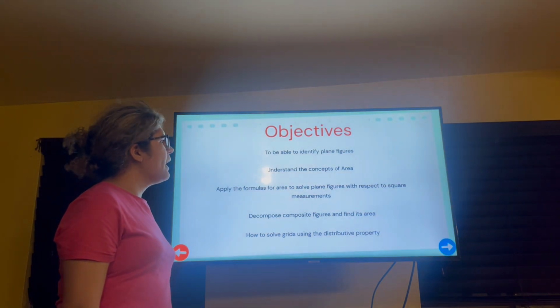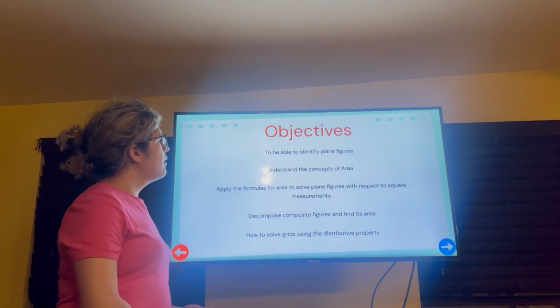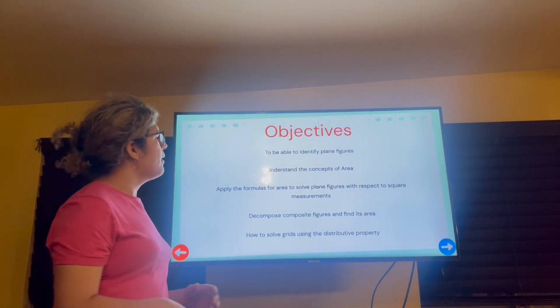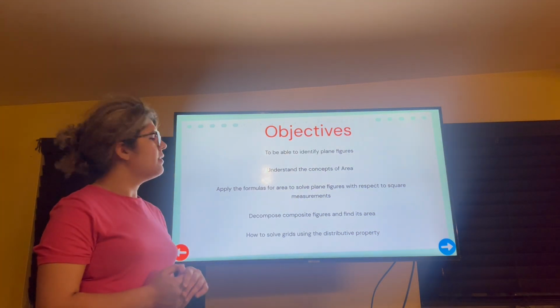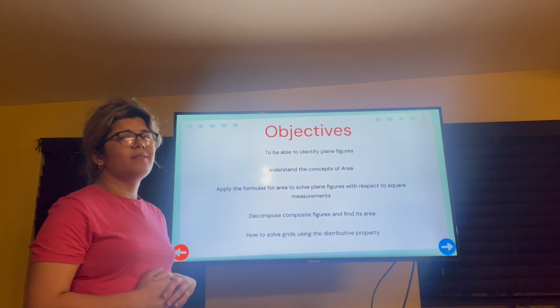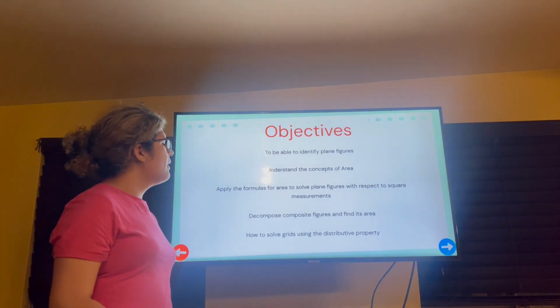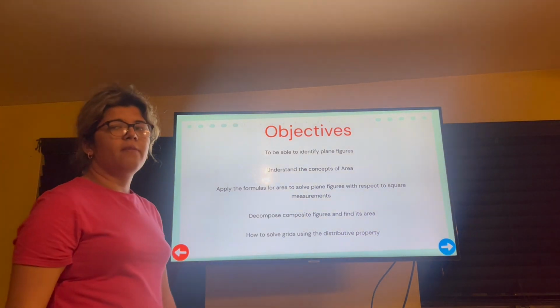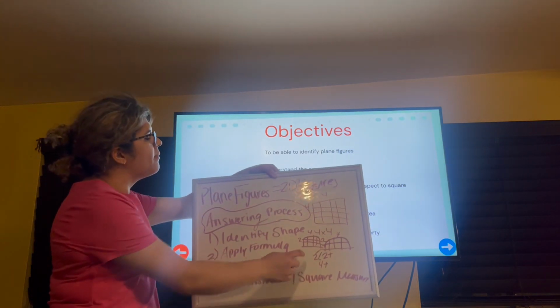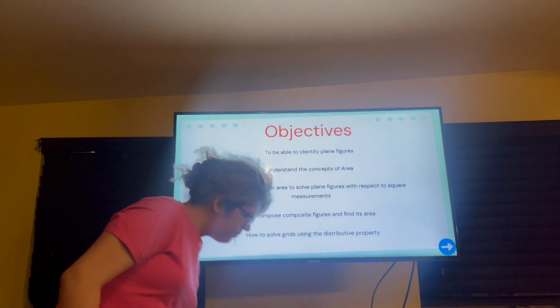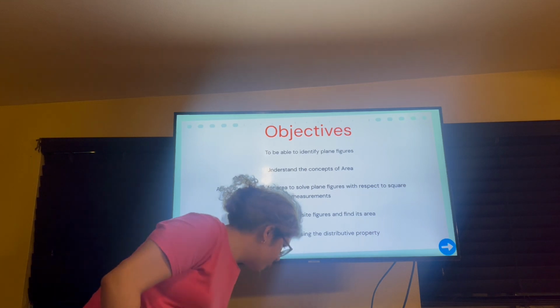Then the objectives met today were identifying plane figures, understanding the concepts of area, applying the formulas for it with respect to square measurement, decomposing composite figures and finding its area, and solving grids using the distributive property, which is something that we did here in the guided practice.